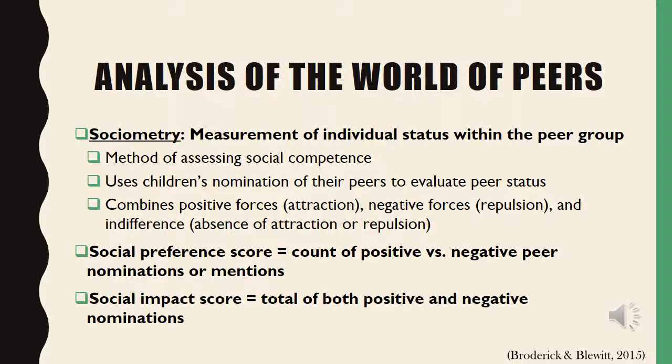the peer group. And so we're combining positive forces like attraction with negative forces, repulsion, and indifference, so the absence of attraction or repulsion, in helping to determine peer status. And so there's a social preference score, where it's the count of positive versus negative peer nominations or mentions, and then the social impact score, so the total of both positive and negative nominations.